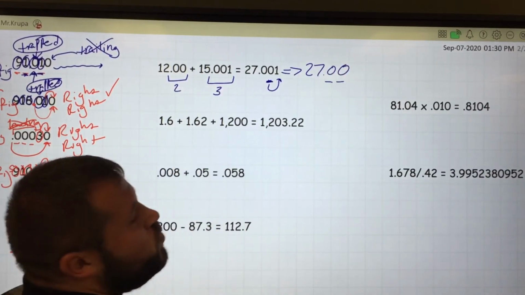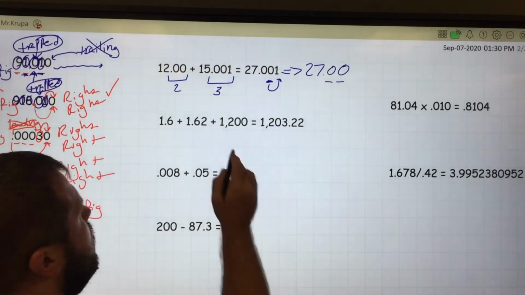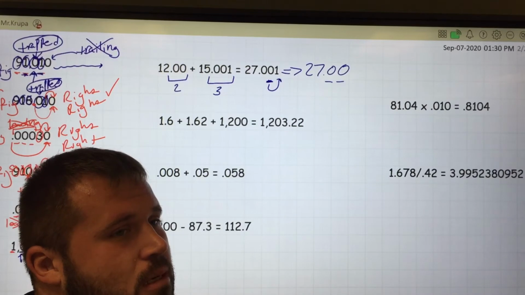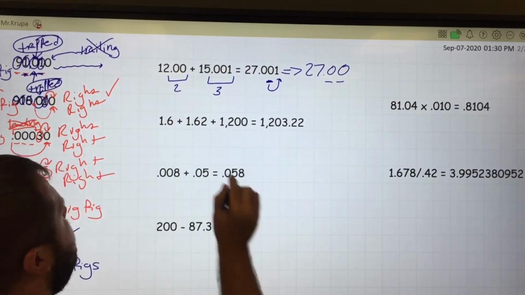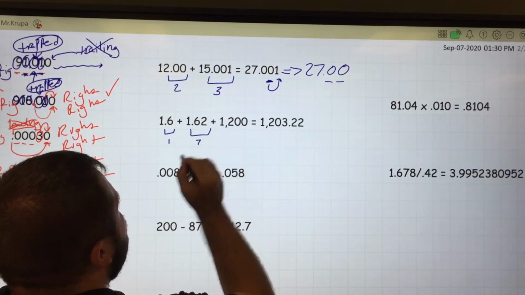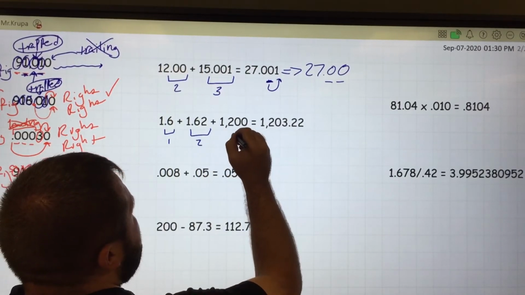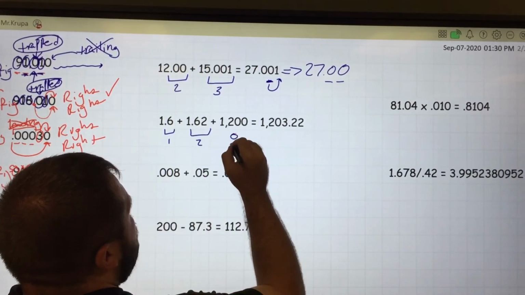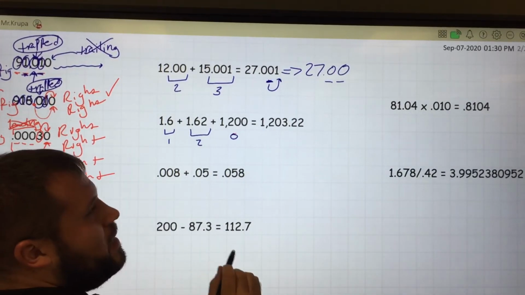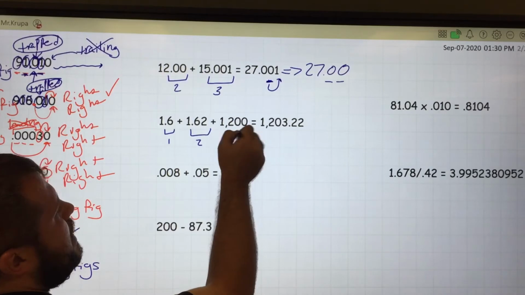1 decimal place, 2 decimal places. Same here. It doesn't matter if there's 3 things being added up. This has 1 decimal place, 2 decimal places. This has 0 decimal places. So the least number that we can have is 0.